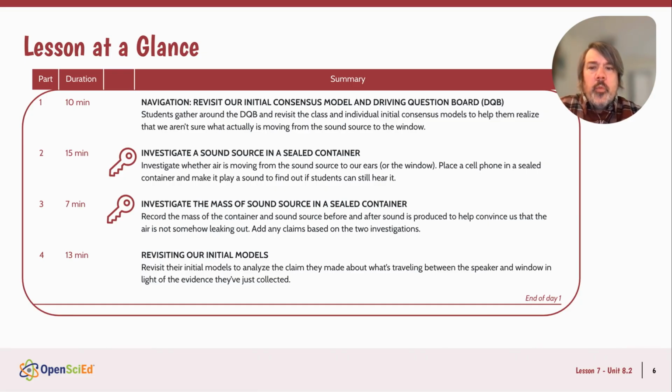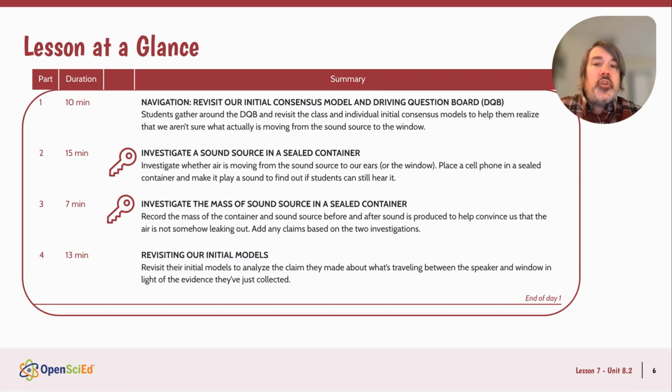So it's really one big chunk, this lesson. It's sort of a flow as we do a little bit of investigating. So we revisit our consensus model and our question board. This helps us to focus where we're going to investigate.